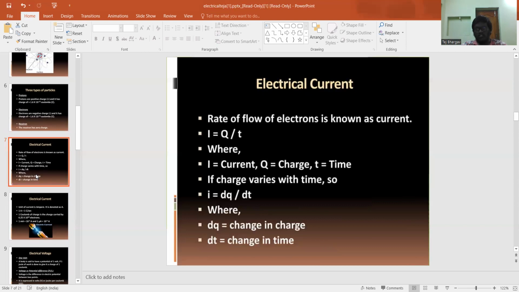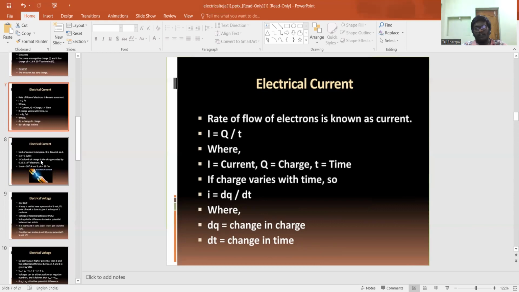Next, electrical current. The rate of flow of electrons is known as current. I is equal to Q by T, where I is current, Q is charge, and T is time. If I varies with time, then I is equal to dq by dt, where dq is the change in charge and dt is the change in time.